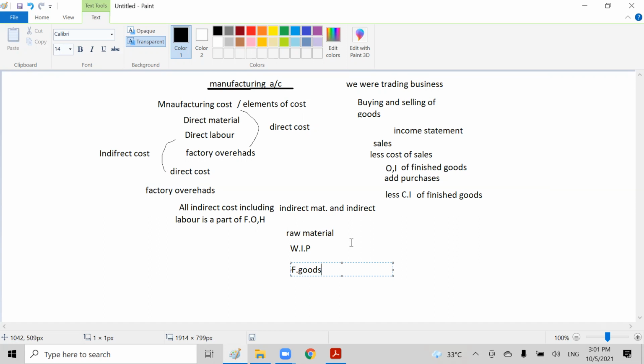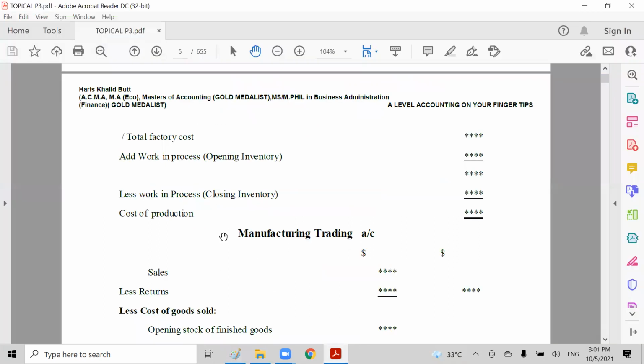Same is the case with finished goods. Finished goods opening is always added and finished goods closing is always subtracted. But finished goods will not come in the manufacturing account. Why, sir? Because our normal income statement includes finished goods.